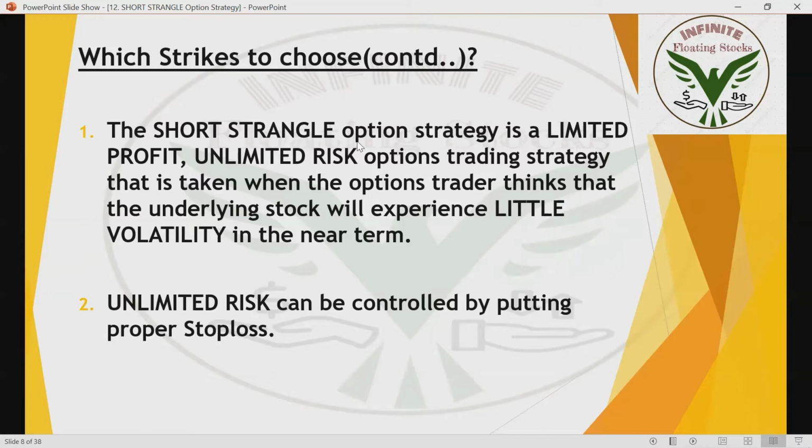So the short strangle is a limited profit and unlimited risk option trading strategy, and that is taken when the option trader thinks that the underlying stock will experience little volatility in the near term. That's what I told, right? India VIX should be less than 24 or 25. We need a less volatile market to get good results using this strategy. So unlimited risk can be controlled by putting proper stop loss.